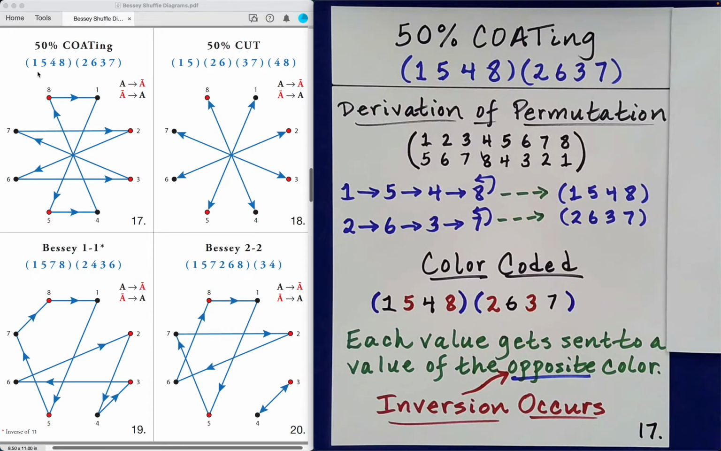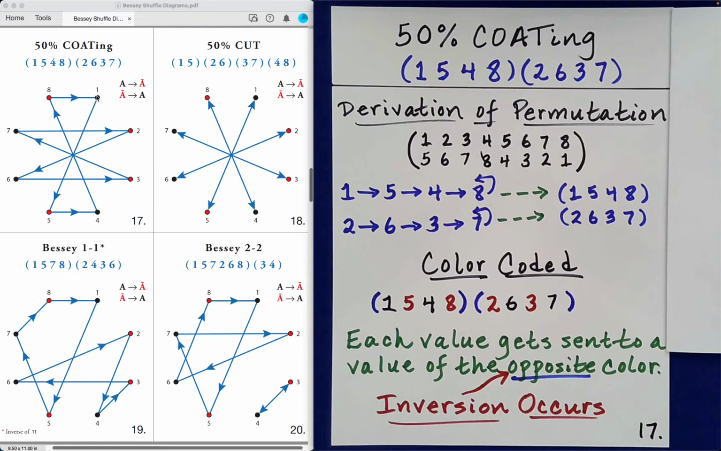We know that 1 goes to 5, which goes to 4, which goes to 8, which cycles around to 1. So if we look at 1 goes to 5, so it goes down here. 5 goes to 4, straight across. 4 goes up to 8. 8 goes over to 1, and that completes that cycle. So that's our first 4 cycle.